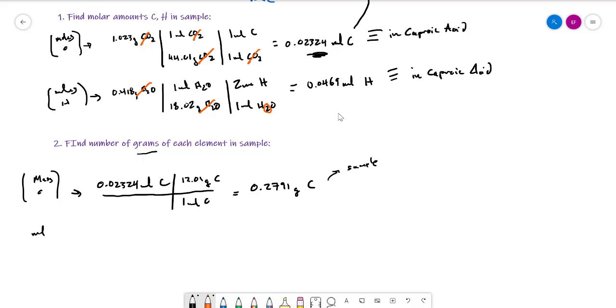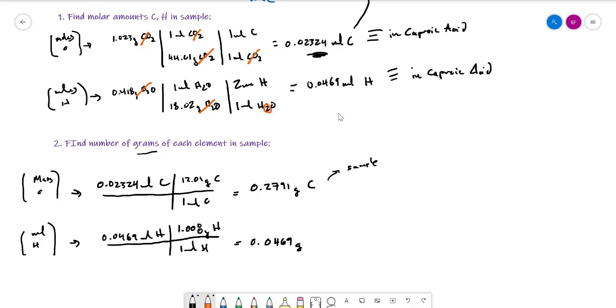We could do the same thing for moles of hydrogen. That's 0.0469 moles of hydrogen. For a mole of hydrogen, we've got 1.008 grams of it. Let's set that up, and that gives us 0.0469 grams of hydrogen in the original sample. Okay, so we're getting pretty close here.